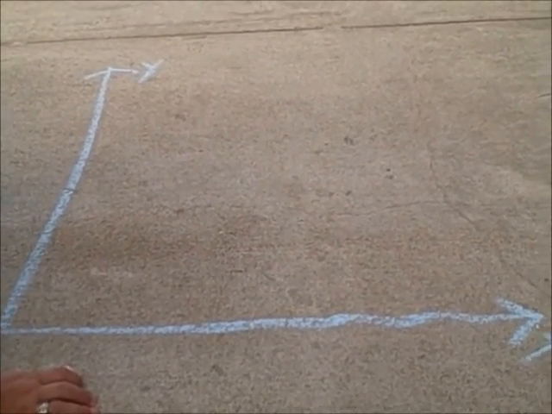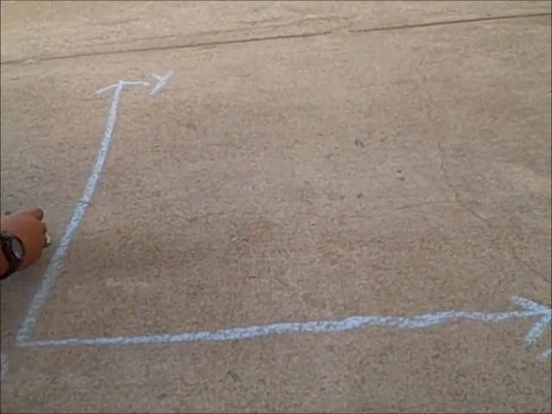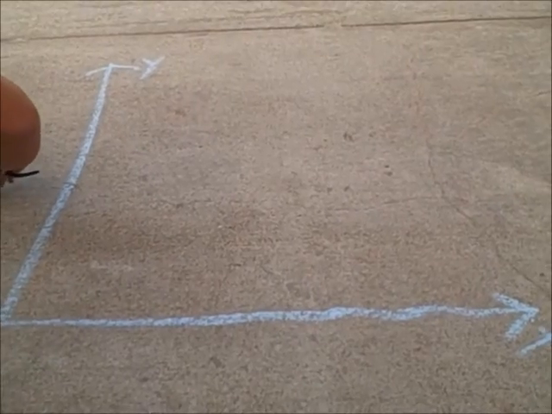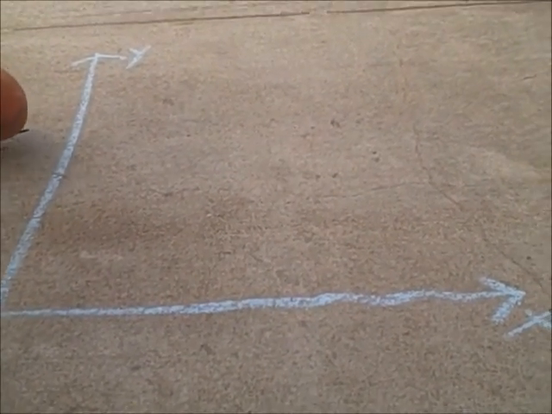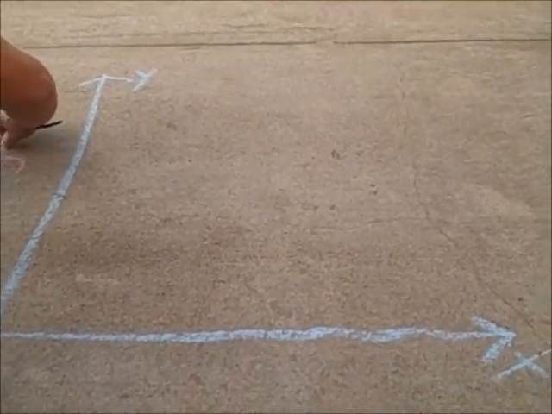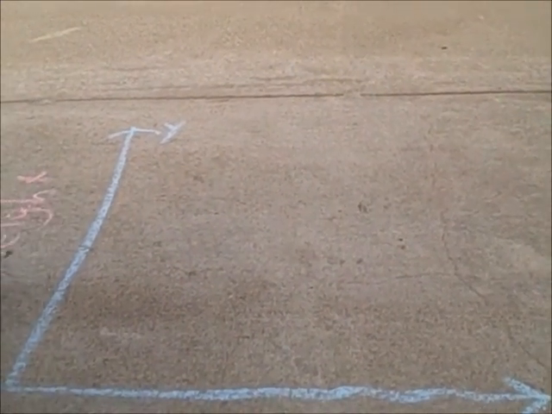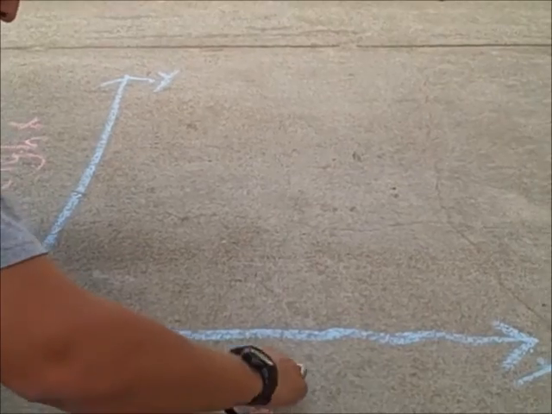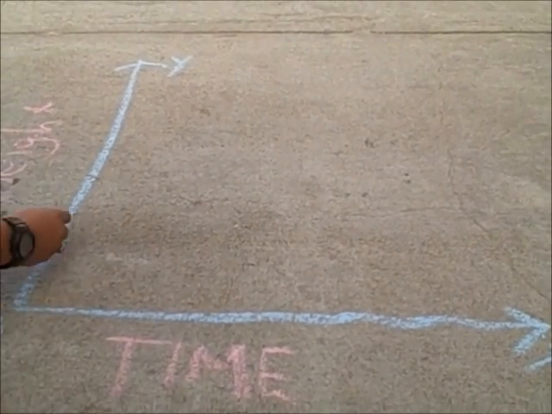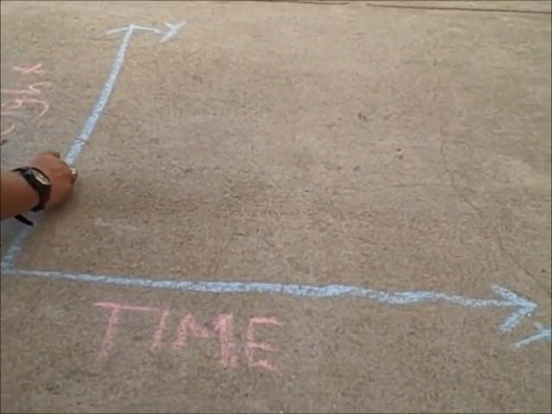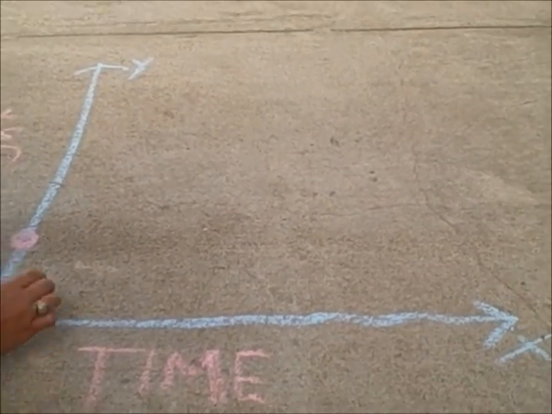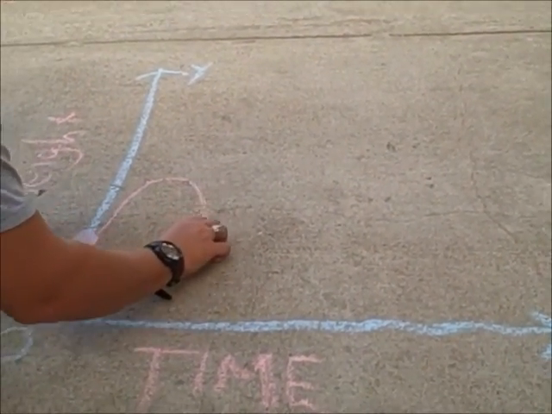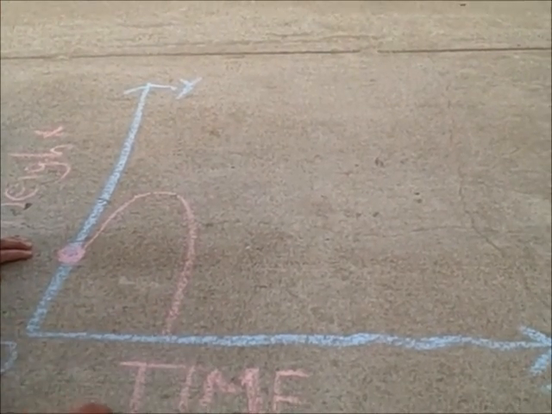My son threw the basketball, so it actually started with the height. If this is our graph, this side would be height, and this side would be time. So at time 0, he was holding the ball, so it had some kind of height. Then the ball went up in the air, and then it came down to 0, which would be the ground.